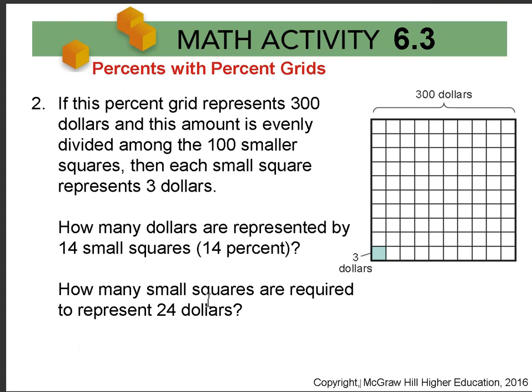In question 2, we start with problem solving. Our 100% grid here is now worth $300. $300 divided by 100 squares is $3 per square, as illustrated here. Then we have two questions. How many dollars are represented by 14 small squares? And how many small squares are required to represent $24?